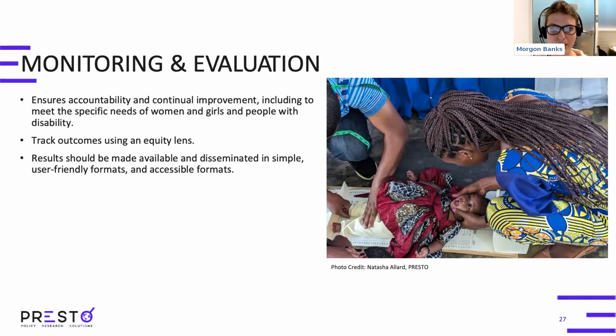That goes from both how data is collected as well as how it is disseminated, ensuring that monitoring and evaluation outputs are in user-friendly, accessible formats. Next slide, please.